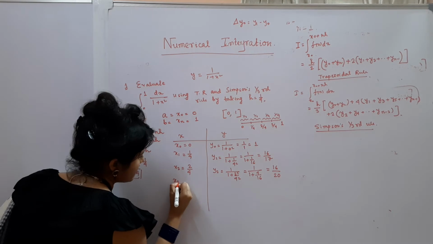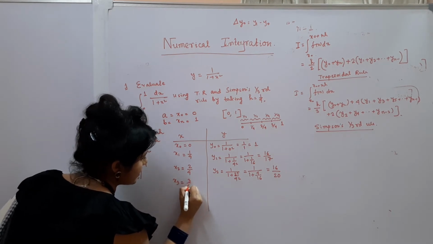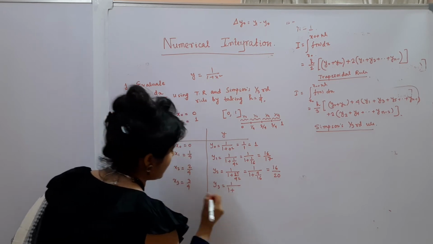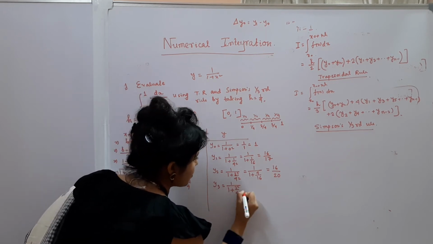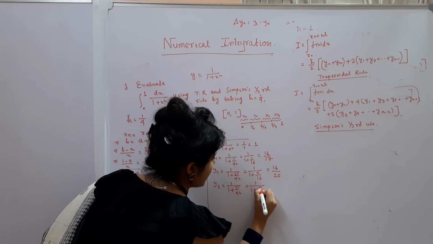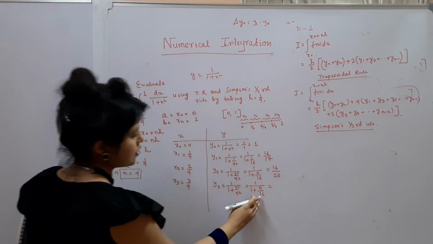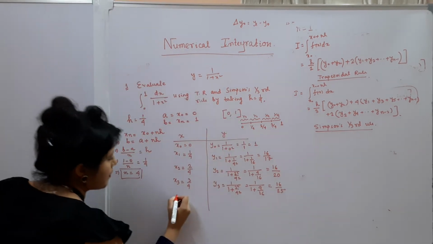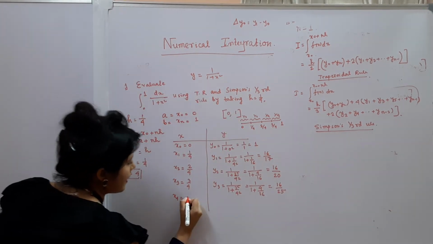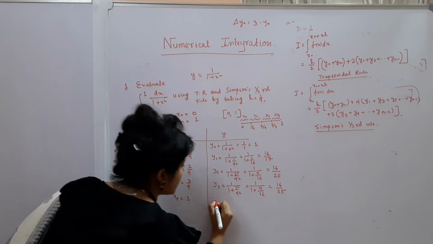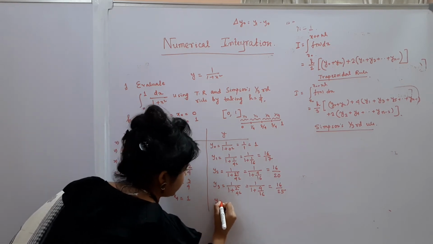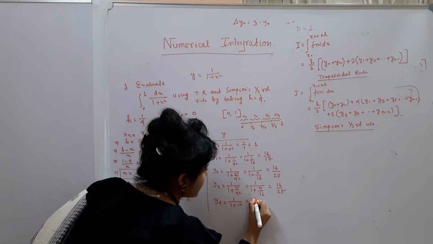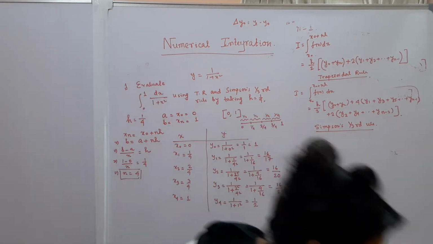Okay. Now what is x3? x3 is 3 by 4. So therefore y3 is 1 by 1 plus 3 square by 4 square, that is 1 plus 9 by 16. So it is 25 by 16, and you can write it as 16 by 25. And similarly the last term, that is x4, so you can write it as y4. So 1 by 1 plus 1 square, so 1 by 2, that is half.